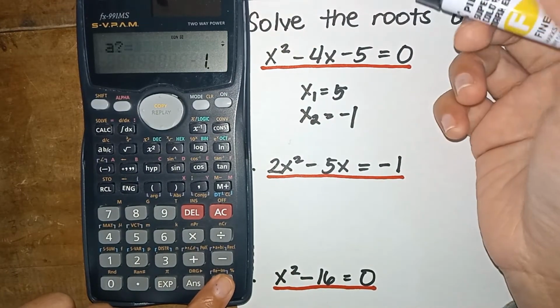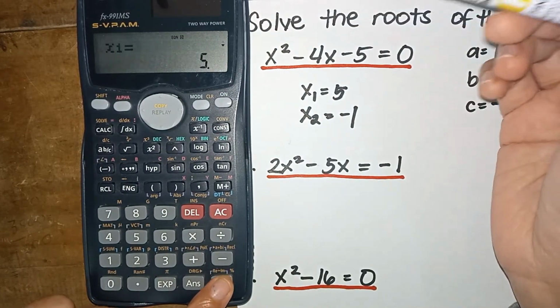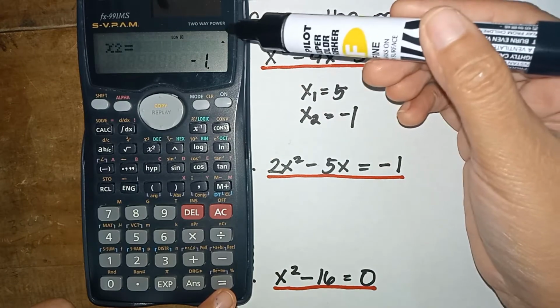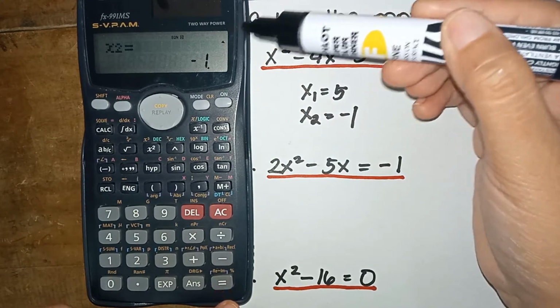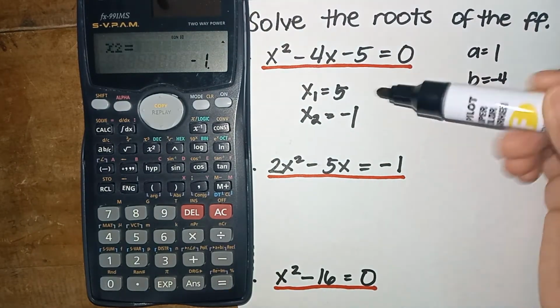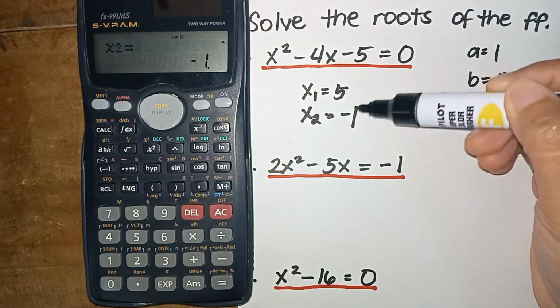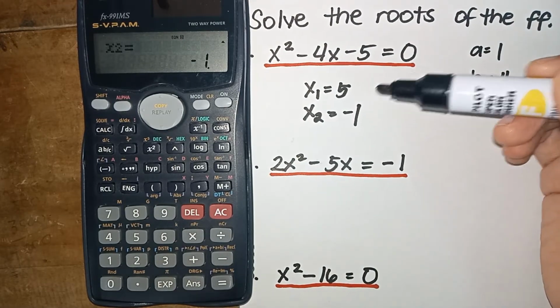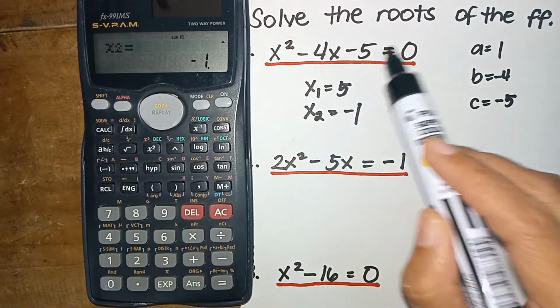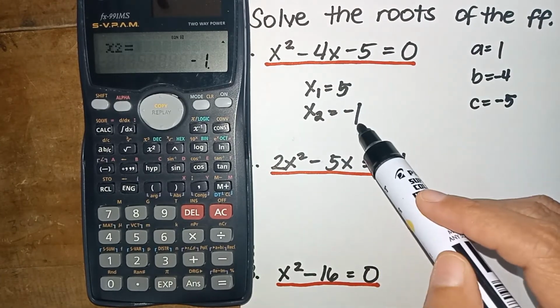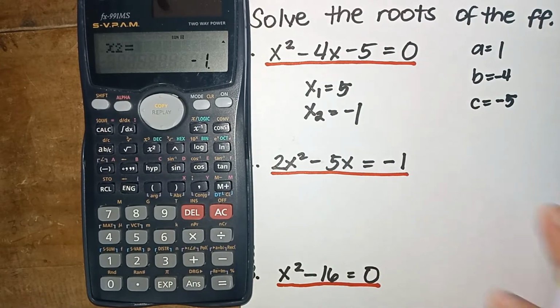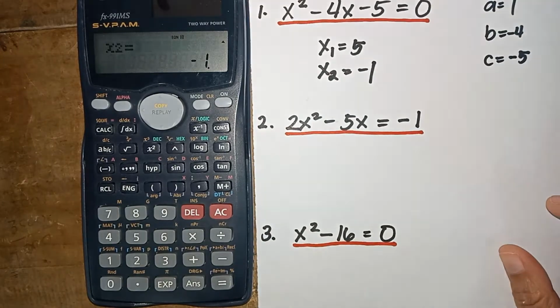So, kapag kiniklik natin ito, wala kayong makikita dyan na R and I with 2 double-headed arrows. So, ibig sabihin yung 5 and negative 1 are real numbers. So, the roots of x squared minus 4x minus 5 equals 0 are 5 and negative 1.